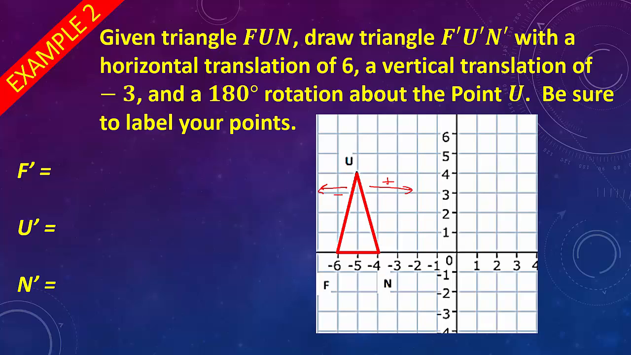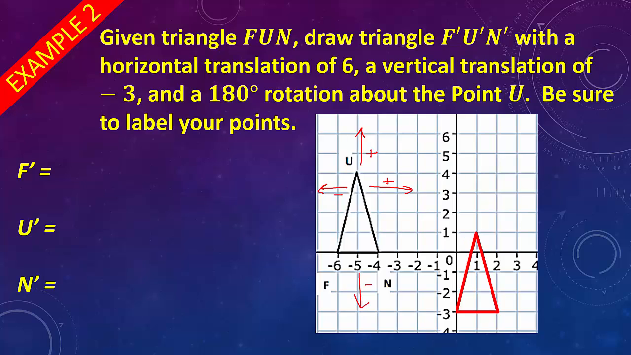All right, and then same with vertical. If they tell you vertical, if it's a positive number, go up. If it's a negative number, go down. So they tell you a horizontal translation of 6, which means it's going to slide to the right 6, and then a vertical translation of -3. So that's why we went down 3.